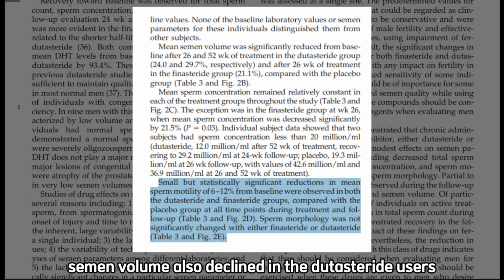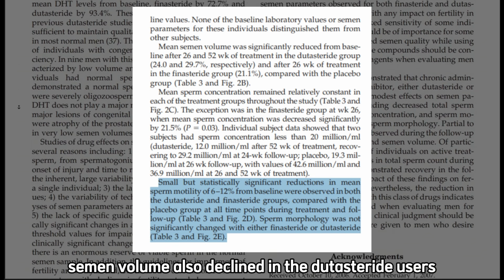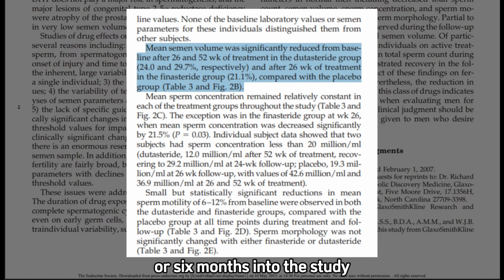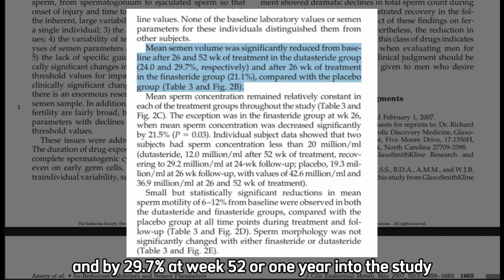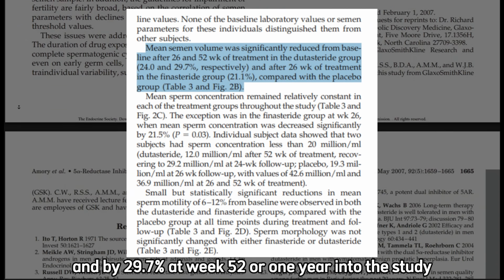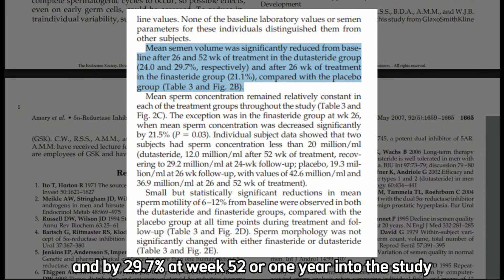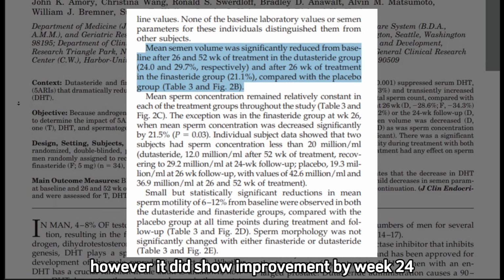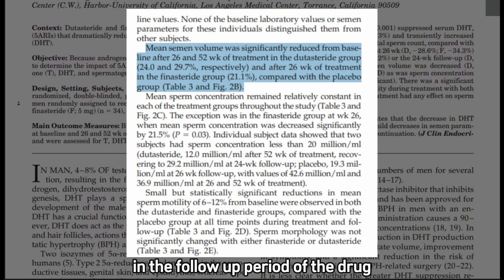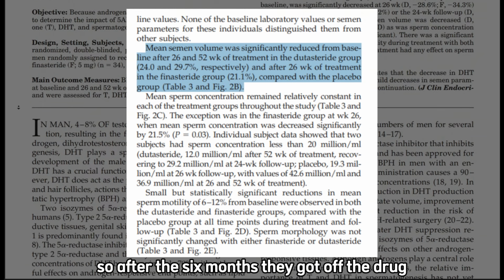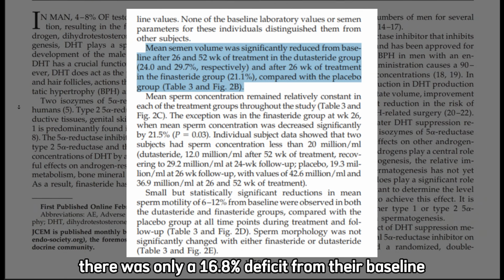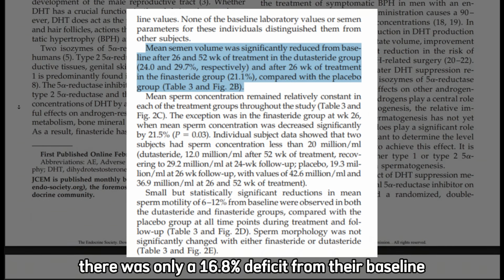Semen volume also declined in the dutasteride users, decreasing by 24% at week 26, or 6 months into the study, and by 29.7% at week 52, or 1 year into the study. However, it did show improvement by week 24 in the follow-up period of the drug. So after the 6 months they got off the drug, there was improvement. There was only a 16.8% deficit from their baseline.